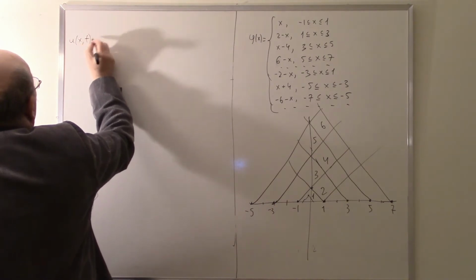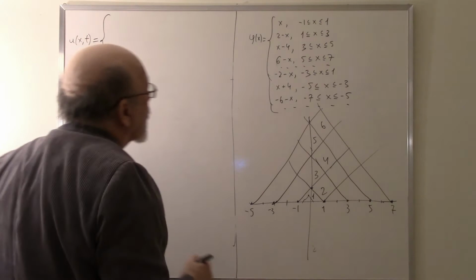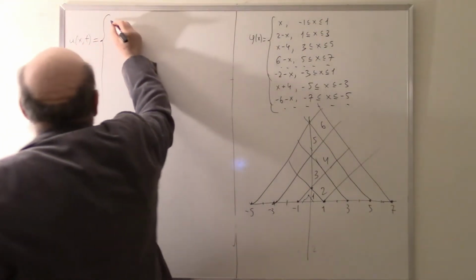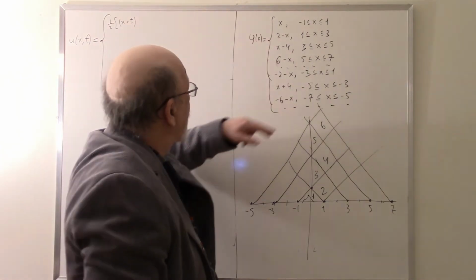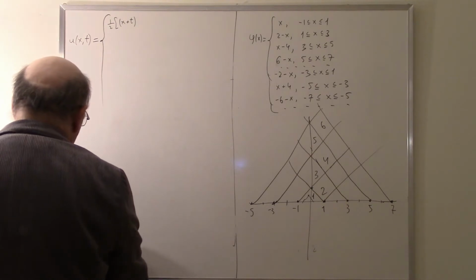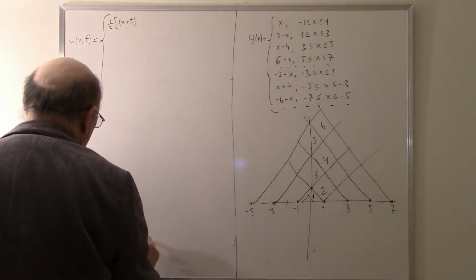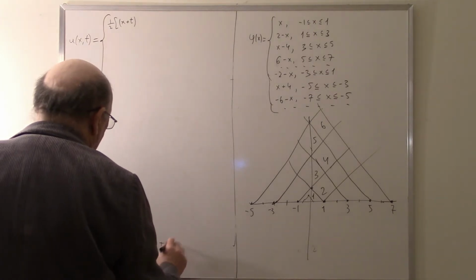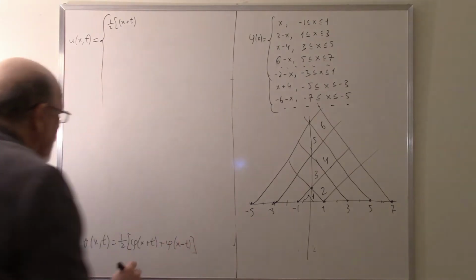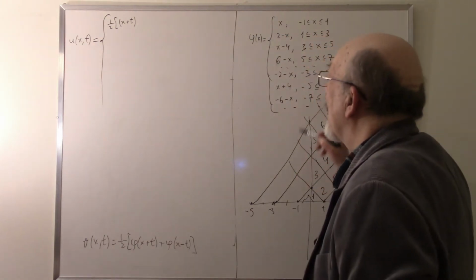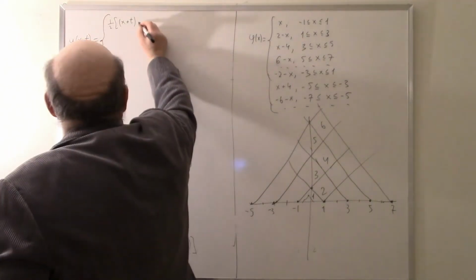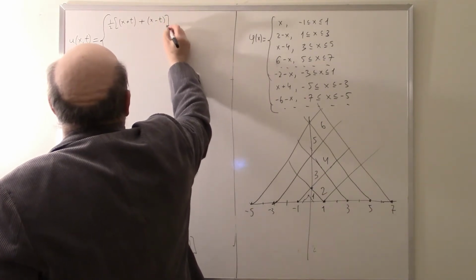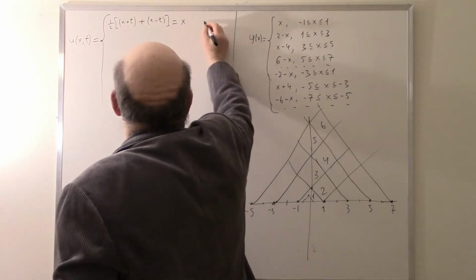So, u of x,t equals, in domain number 1, 1/2 of phi of x plus t plus phi of x minus t. Here in domain number 1, both x plus t and x minus t are here, so we have simply x plus t plus x minus t, which is equal to x in domain number 1.